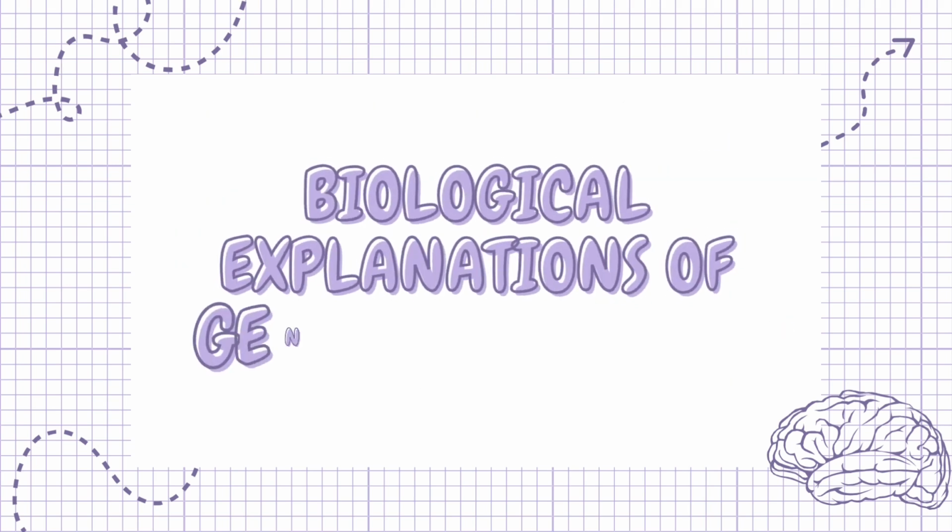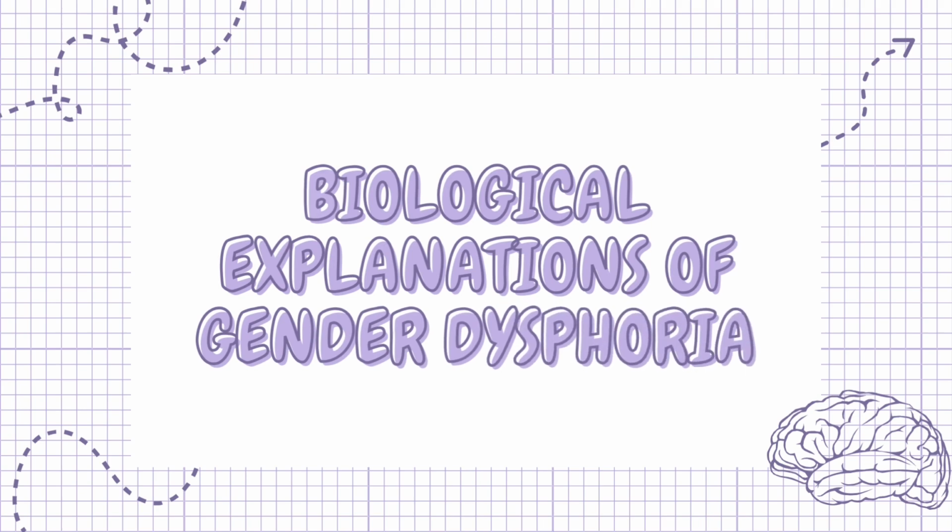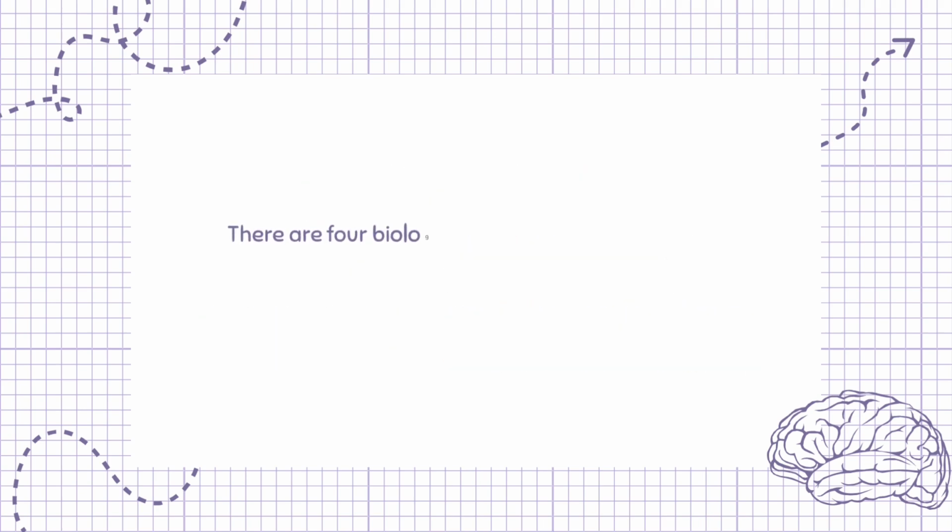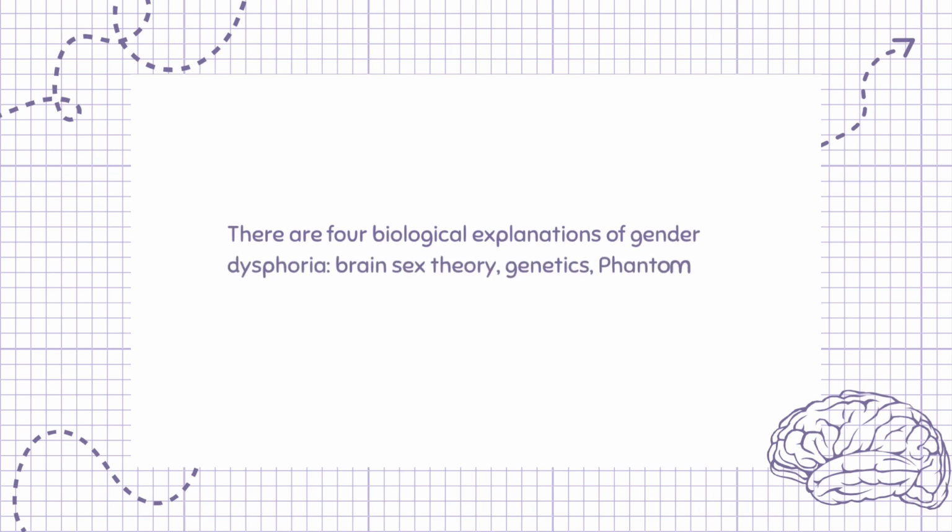Biological explanations of gender dysphoria. There are four biological explanations of gender dysphoria: brain sex theory, genetics, phantom limb and crossed wiring theory, and hormones.